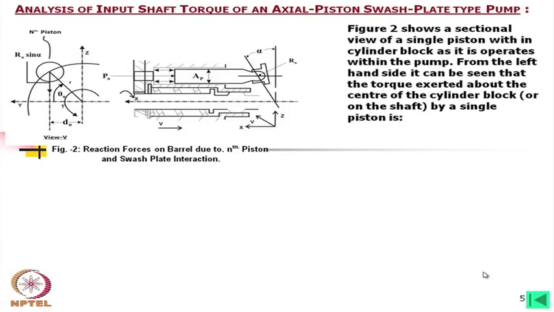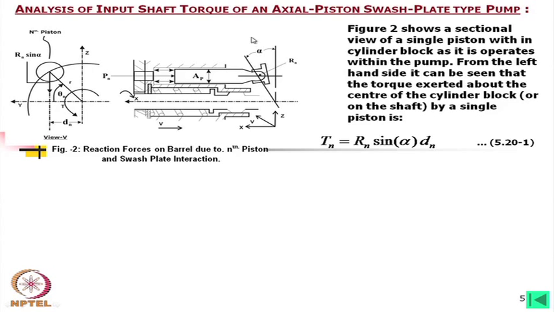Now, this figure shows a sectional view of a single piston within the cylinder block, that is the barrel, as it operates within a pump. From the left hand side, it can be seen that the torque exerted about the center of the cylinder block, or on the shaft, by a single piston is Tn equal to Rn sin alpha Dn. What is Rn? Rn is the reaction force acting.